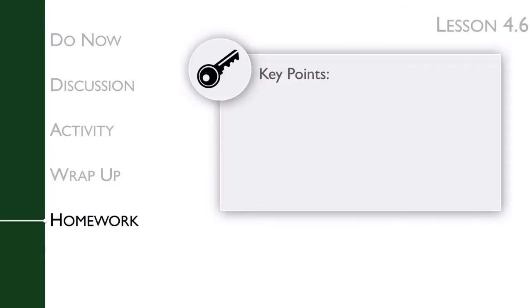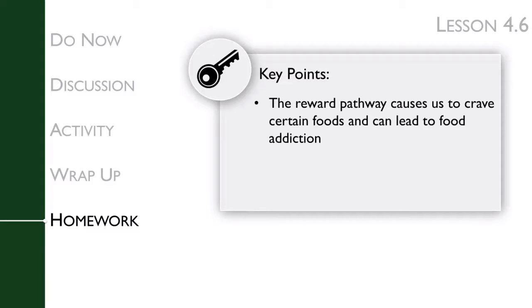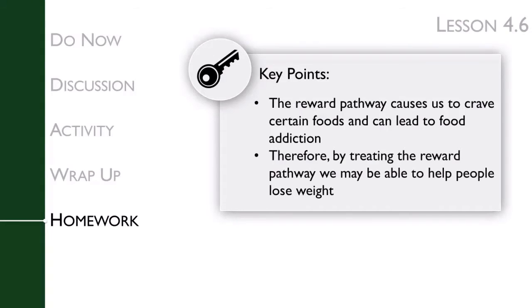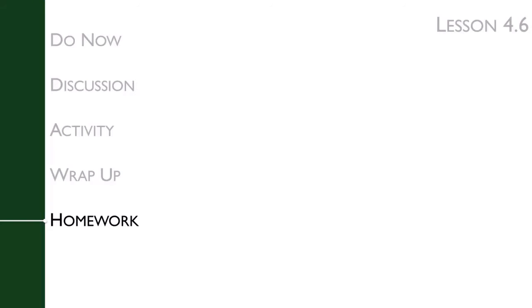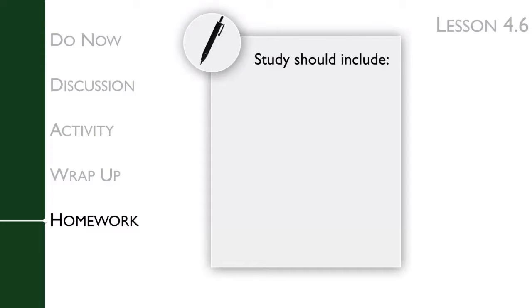The key points of this lesson's homework are that the reward pathway causes us to crave certain foods and can lead to food addiction. Therefore, by treating the reward pathway, we may be able to help people lose weight. We'll get there by having students design a study to test a treatment of obesity based on the reward pathway. Students can use the paper from this lesson's activity as a guide for the homework.